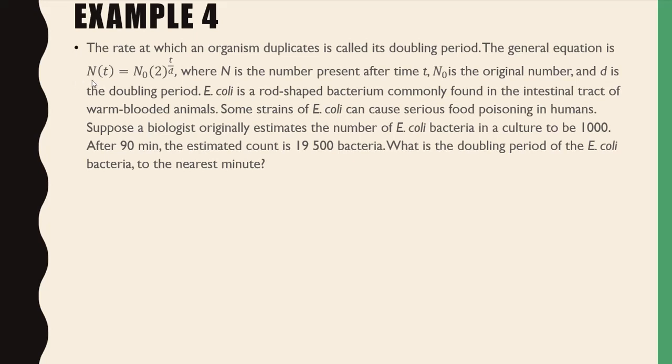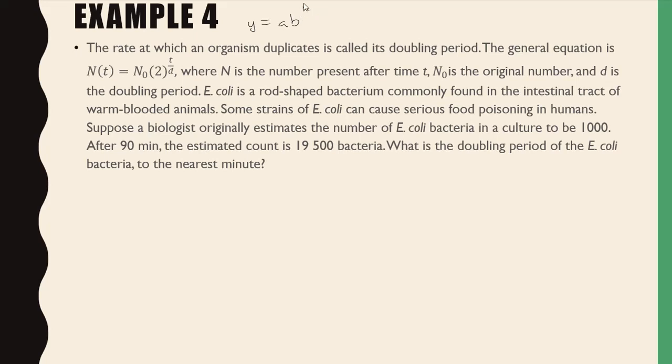Okay, the next word problem. The rate at which an organism duplicates is called its doubling period. The general equation is, so we've got an equation here. It looks very, very similar to what we just used, very similar to our y equals a, b to the x.